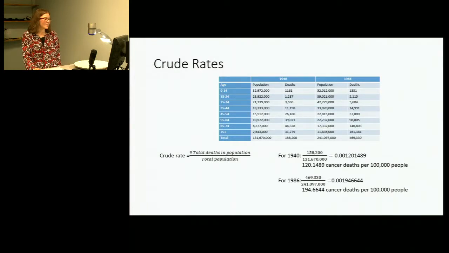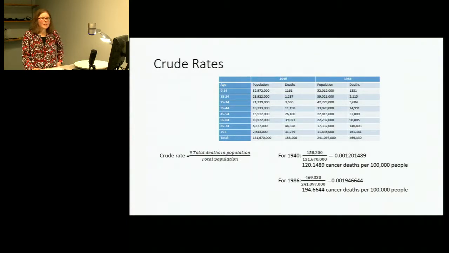The way to calculate those is by taking the total number of deaths in the population and dividing by the total size of the population. So for 1940, there were 158,200 deaths out of 131,670,000 total people, which gives us a crude death rate of 0.0012, or expressed differently, 120.1489 cancer deaths per 100,000 people in 1940.